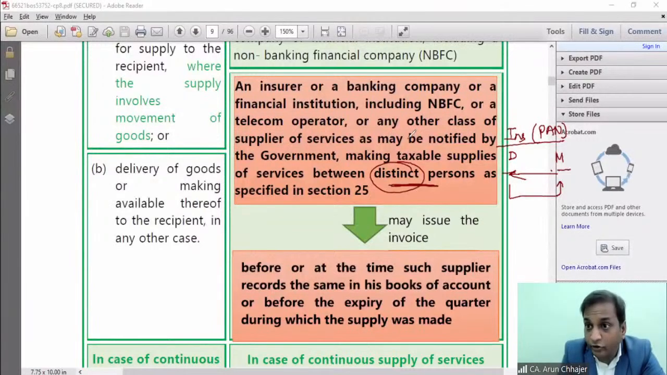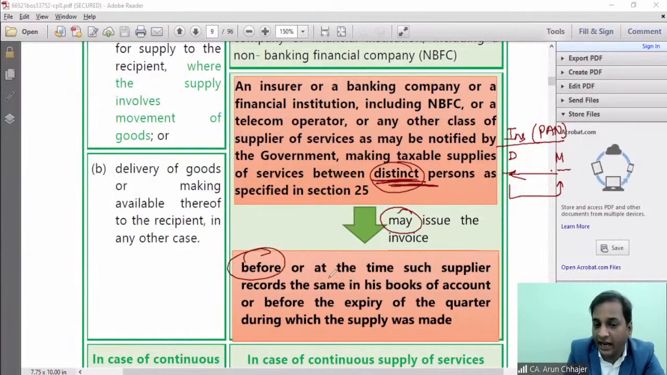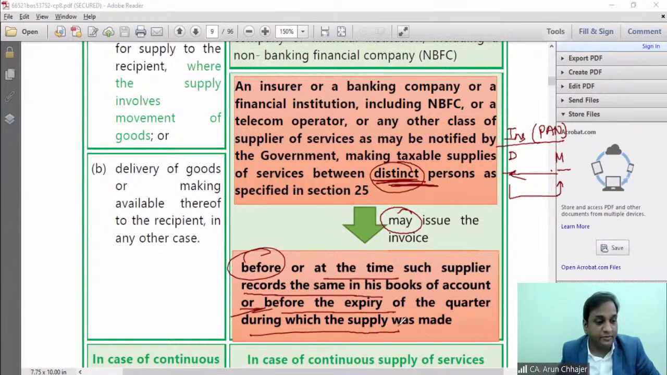Here we are talking about services. If the service is being supplied between distinct persons, then the tax invoice may be issued before or at the time when the supplier records the same in the books of accounts, or before the expiry of the quarter during which the supply was made.